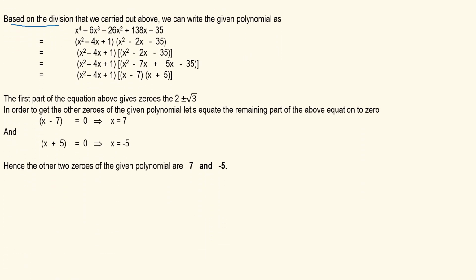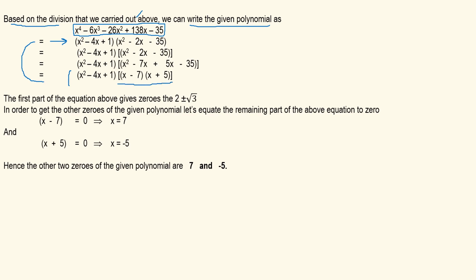Based on the division that we just carried out above, we can write the given polynomial to be equal to x square minus 4x plus 1 multiplied by x square minus 2x minus 35. And when this is simplified, we get x square minus 4x plus 1 multiplied by x minus 7 into x plus 5.